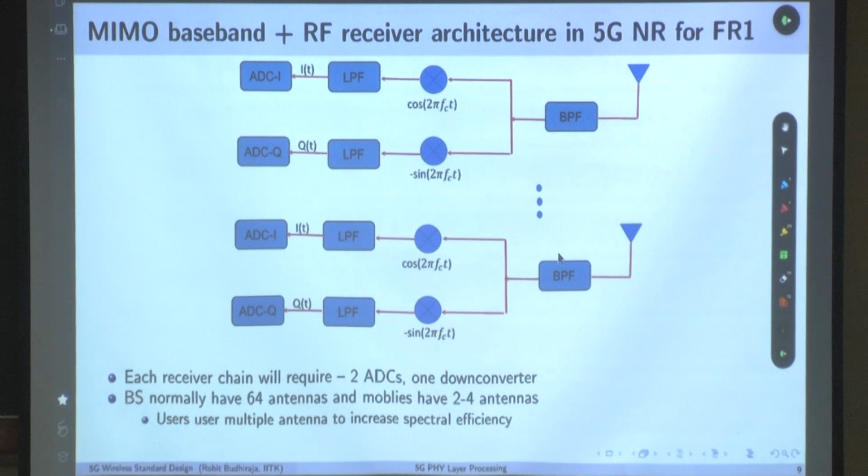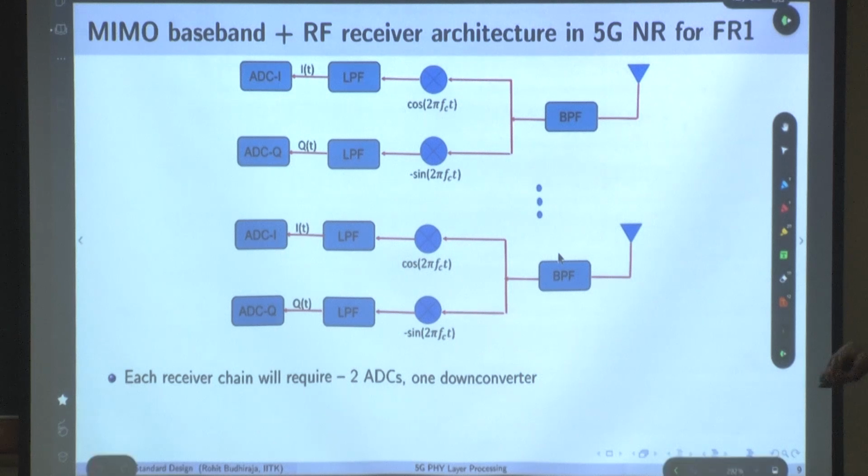Why is it called a fully digital architecture? Because you are digitizing the signal from each of the antennas. Whether it's the receive antenna, you are digitizing the complete receive signal from each antenna, right? You could do that at the receiver, and you could do that at the transmitter, because at the transmitter also, what are we doing?